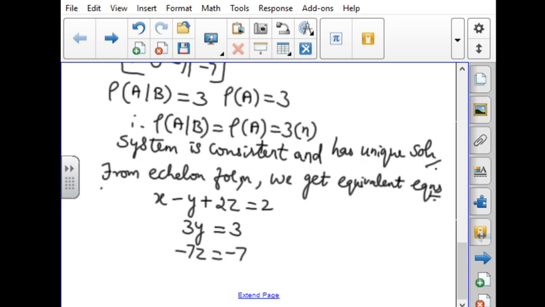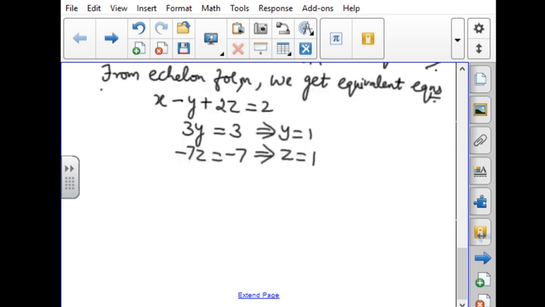Now it is very easy for us to use the back substitution method. By finding z and y, we can substitute z and y in the first equation, and we can get the value for x. So from this we can say z is equal to 1. From this we can say y is equal to 1. So by substituting the values of z and y in the first equation, we can take this as equation number 1.